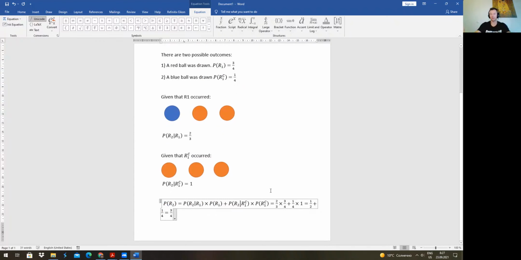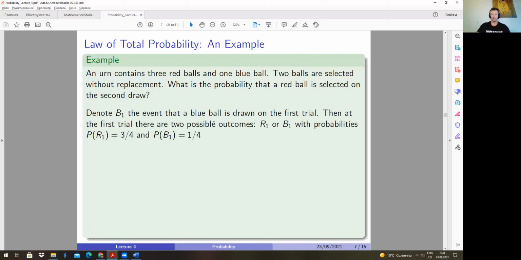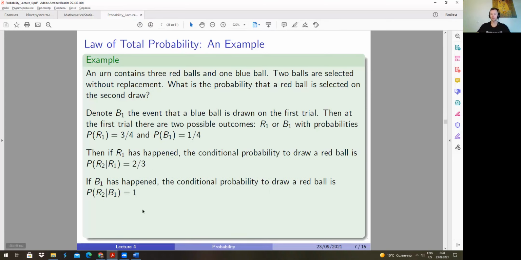So now I explained to you all the steps of how to arrive at this result. And here we have the same. So we have these probabilities on the first step. Then we have the conditional probability of R2 given R1, and then the conditional probability of R2 given B1. And in total we have 3 over 4. Same answer. Any questions about the law of total probability?